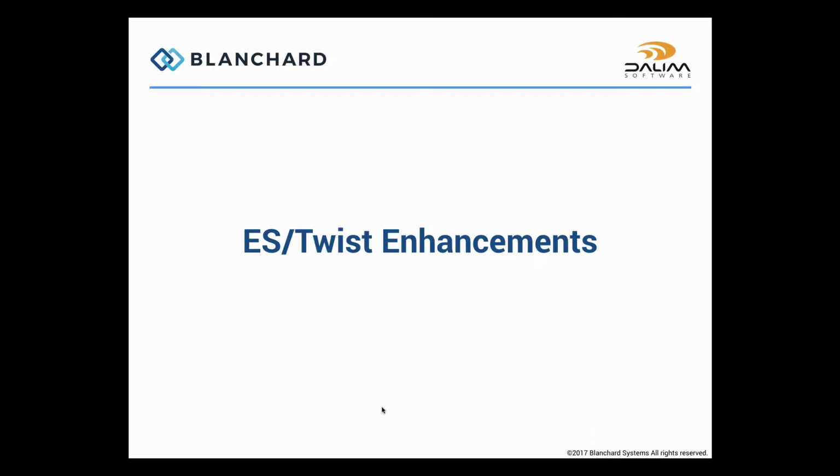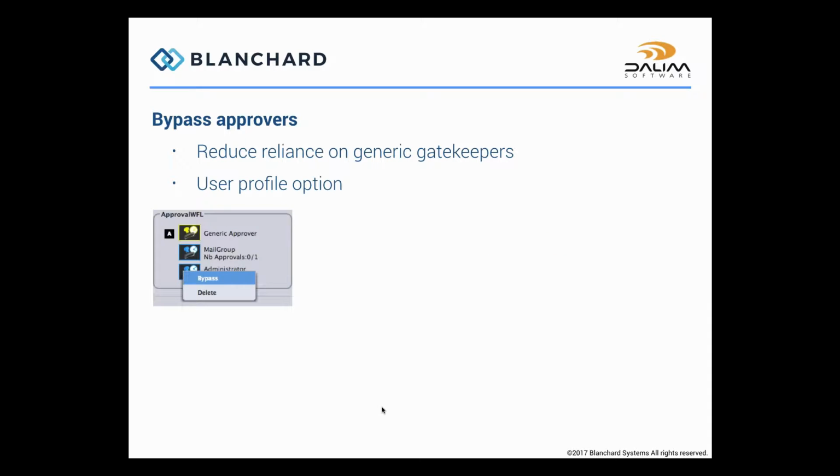So to get started here, one of my favorites that came out during the meeting is there is now an option in ES5 to either bypass or delete an approver directly from that right-hand approver status pane. It is controlled by a user profile option, so you can turn this off if you don't want every user to have this ability. But you can just right-click, and if there's an approver you're waiting on, for example, who went out to lunch and hasn't come back in time, and you've got a hot deadline, you can right-click on that approver's name in that window and click to bypass or to delete that approver from the file.